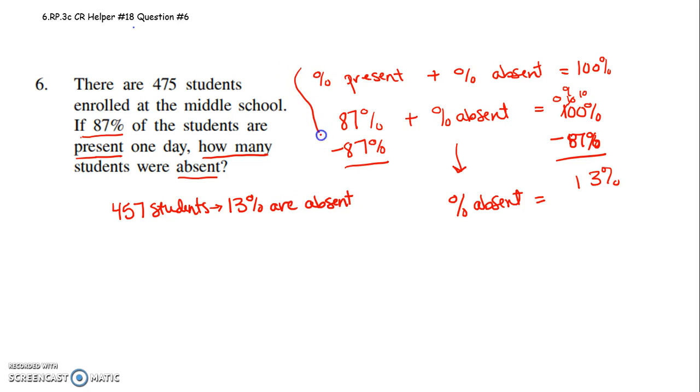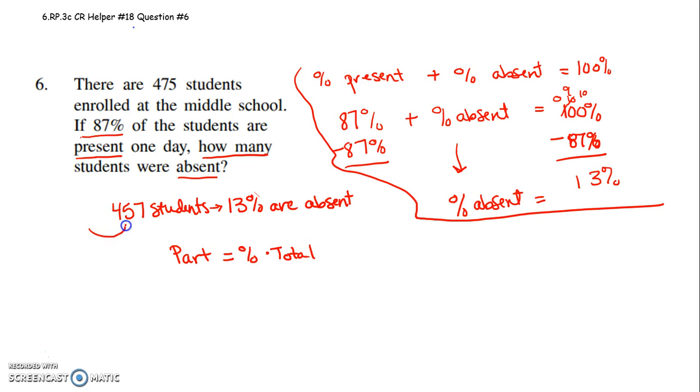Okay, so right up here was how I figured out the percent that were absent. And now I'm going to take the percent that are absent and figure out how many students that will be. I can take my percent proportion. Oh, actually, I'm going to use my percent equation. Part equals percent times total.